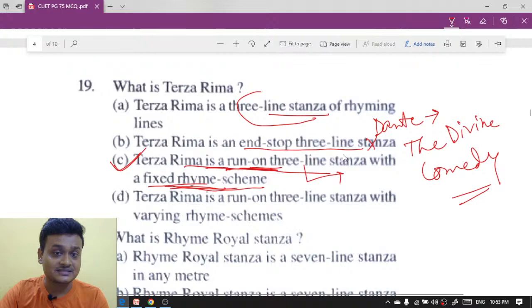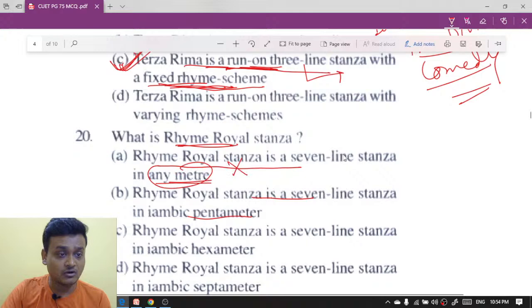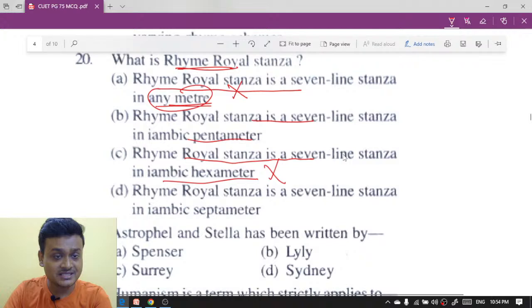Next question. What is rhyme royal stanza? Rhyme royal kya hota hai? Rhyme royal stanza is a 7-line stanza in any meter. Rhyme royal stanza is a 7-line stanza in iambic pentameter. Any meter is not right, so this is wrong. Rhyme royal stanza is a 7-line stanza in iambic hexameter, that is also wrong. Rhyme royal stanza is a 7-line stanza in iambic septameter, that is also wrong. So rhyme royal stanza is a 7-line stanza in iambic pentameter. So B is the right option.